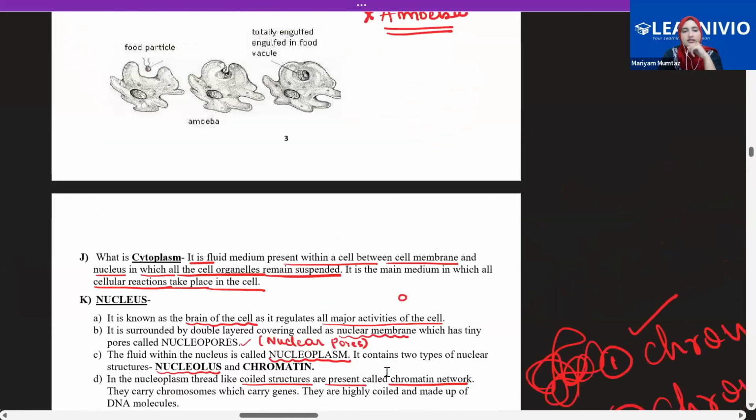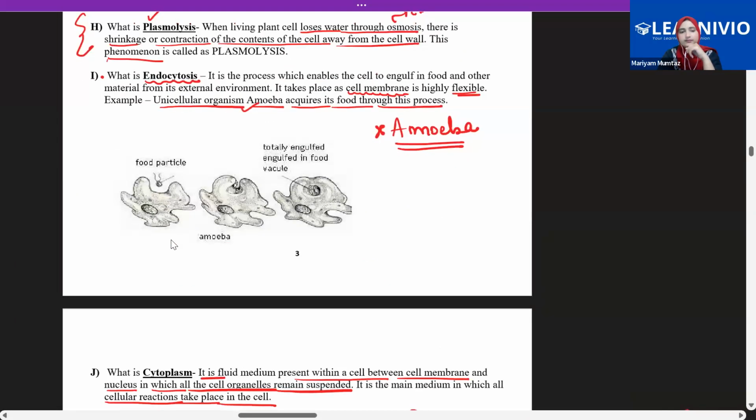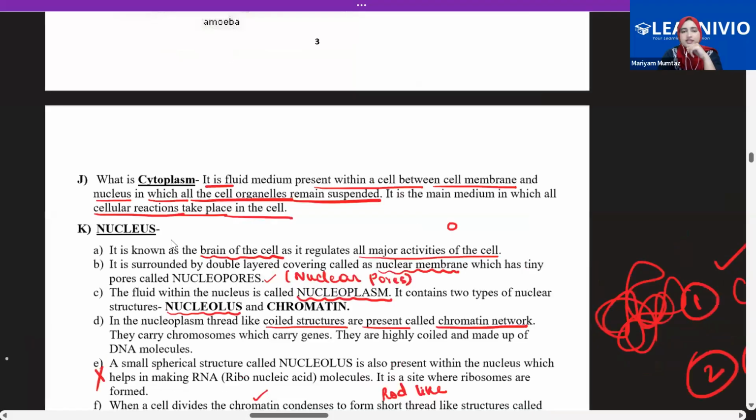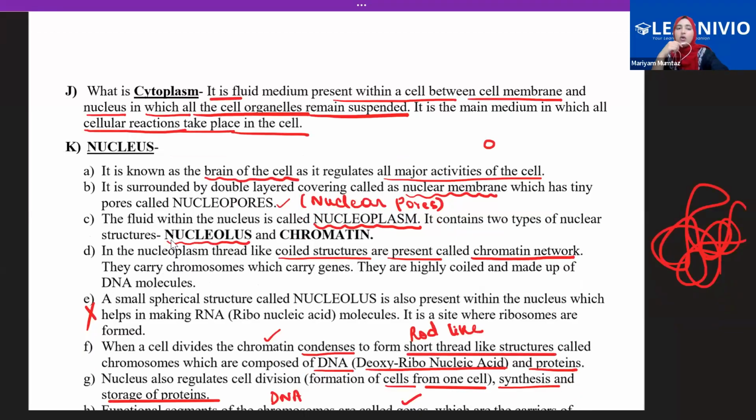So now let us look at it. Have I told you about plasmolysis and endocytosis? Yes, ma'am. Now the cytoplasm is the fluid present within a cell between the cell membrane and the nucleus, and all the cell organelles are present in that cytoplasm. It is the medium in which every cellular reaction takes place. Talking about the nucleus, we call it the brain of the cell or the control house of the cell, and it is responsible for the regulation of every single activity of the cell. Without this, the cell will not perform correctly.